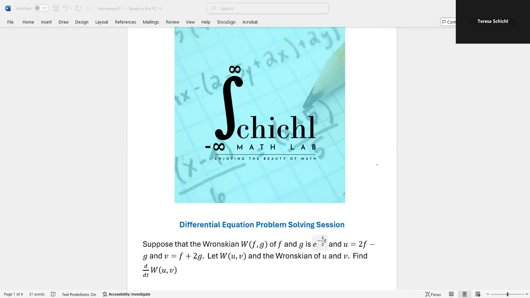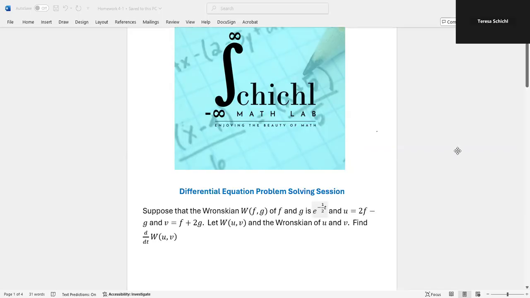So we did a lot of problems for first order differential equations. Now, before we go to second order differential equations, let's take a look at the Wronskian concept here. All right, so here is the problem we try to solve.